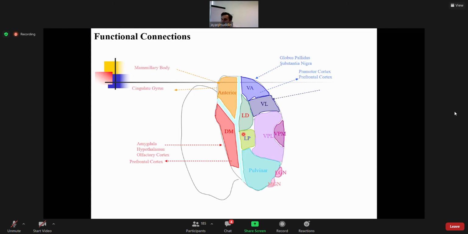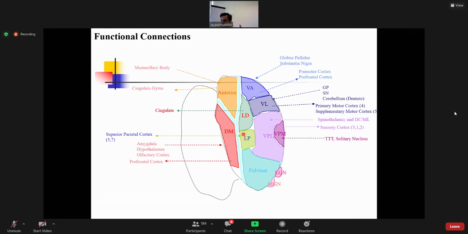Ventrolateral would receive both from the cerebellum, dentate nucleus, and also from globus pallidus and substantia nigra. The output is going to go to the primary motor cortex and the supplementary motor cortex. The lateral dorsal nucleus is sending information to the cingulate gyrus. The lateral posterior nucleus has two-way connections with the superior parietal cortex. The ventroposterior lateral nucleus, we said, receives the medial lemniscus and the spinothalamic tract, and the output is going to go to the sensory cortex.